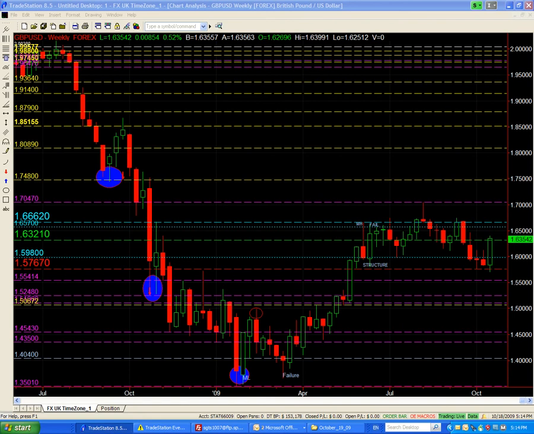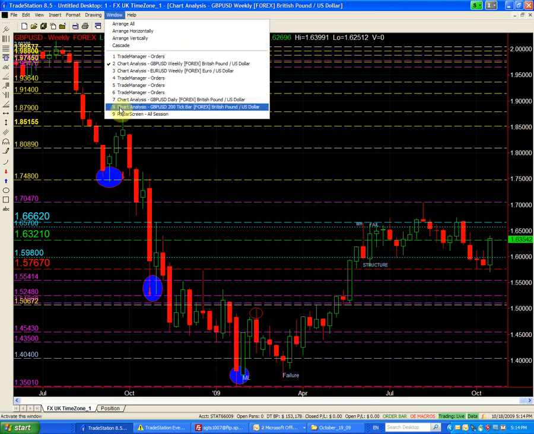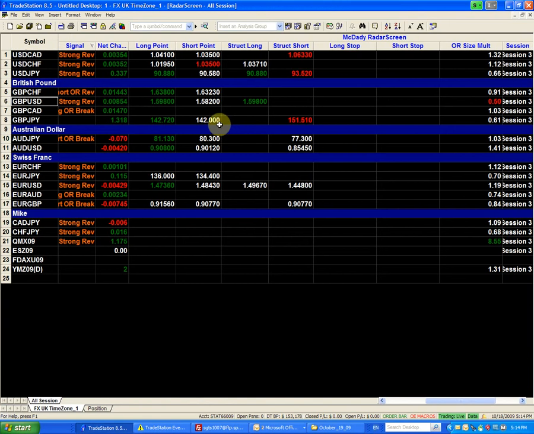The pound dollar for the week of October 19th. As you recall, we were short the pound dollar, and our buy signal and reversal was a trade above the 159.80. I'm showing you the radar screen. So our buy was above the 159.80, the structural point.